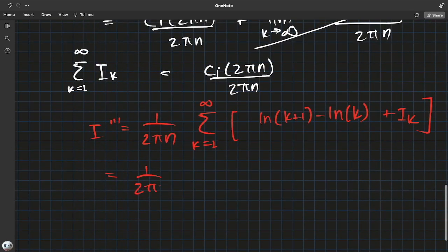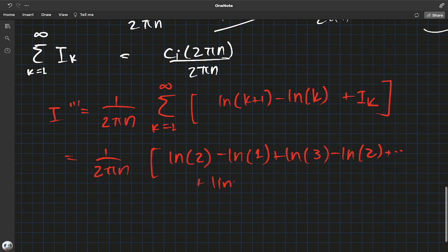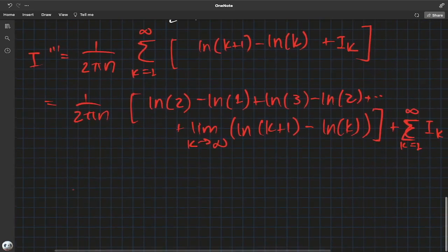So notice again the telescoping series for the natural log. Natural log of 2 minus natural log of 1, plus natural log of 3 minus natural log of 2, goes on till the infinity case, and this is the healthy way of handling these things. Natural log of k plus 1 minus natural log of k, and of course then there's the summed I sub k term. So notice this cancels out with that.